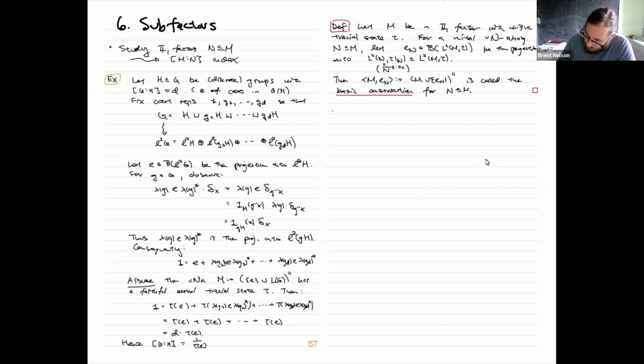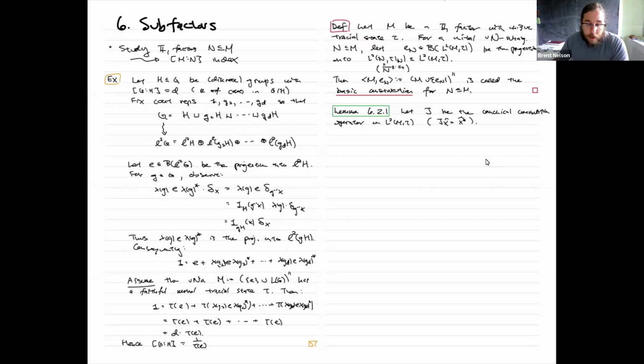So here's the lemma. This is Lemma 6.21 in the notes. And it gives us another way to think about this von Neumann algebra, this basic construction. So let J be the canonical commutation operator on L2(M, tau). So this is the operator that sends x hat to x hat star.